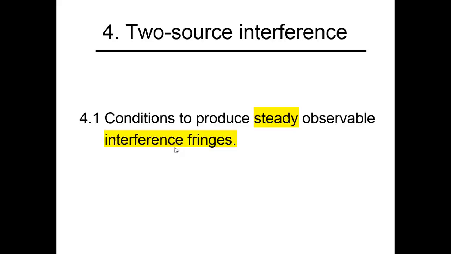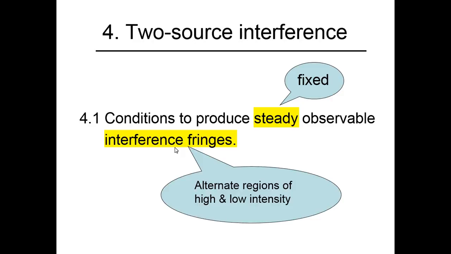Okay, now we will discuss the conditions for you to get interference patterns that are fixed. Fixed interference patterns are known as steady observable interference patterns. When it's observable, that means the regions of high and low intensity should stay at the same position. It shouldn't be fluctuating. Interference fringes refer to the regions of high intensity and low intensity. At the high intensity side, we call it the bright or the high intensity fringes.